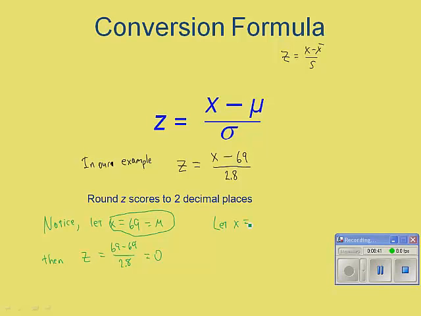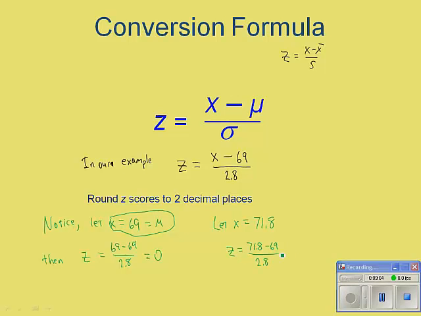Here, let's try another one. Let's let x equal 71.8. If I let x equal 71.8, what happens? Then Z is 71.8 minus 69 all over 2.8. Yeah, that's 2.8 over 2.8. That's 1. Why did I pick 71.8? Because that was one standard deviation away, and notice I get Z equals 1, right? You could take any x value and turn it into a Z value using this conversion.